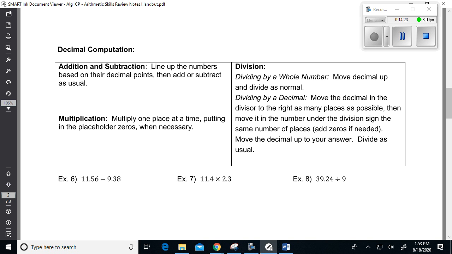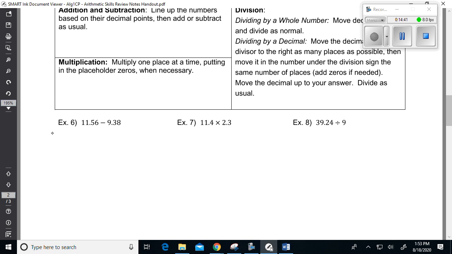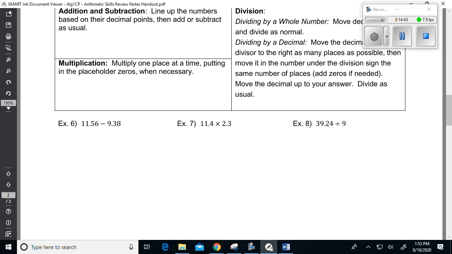Alright, so decimals are next. So again, the top part reminds you of how to add, subtract, multiply, and divide decimals. So you can read the top part yourself if you need it, but we're going to just jump right in and start solving it. So let's start with example 6.